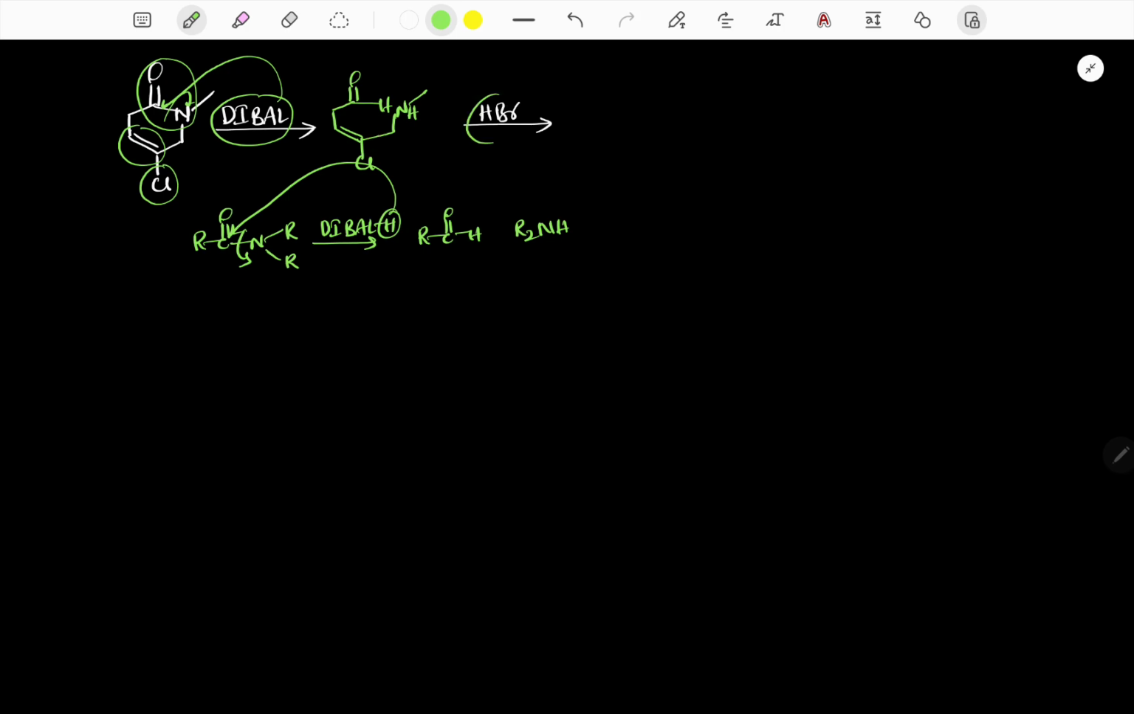Now it is treated with HBr, H plus and Br minus. So aldehyde with HBr, no reaction. Aldehyde with HBr, no reaction.